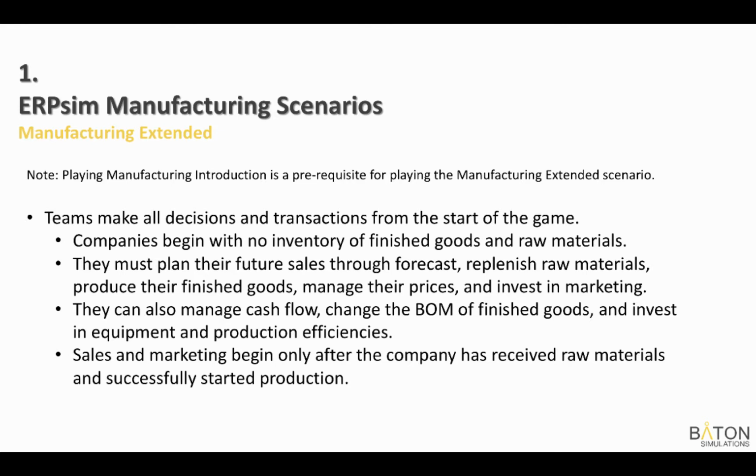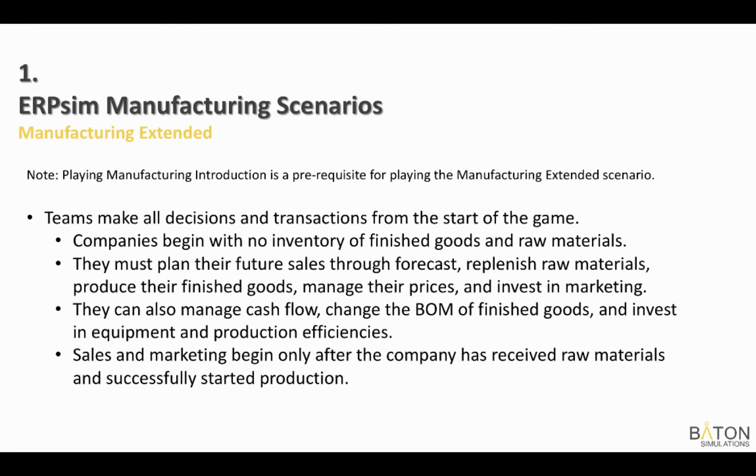In the manufacturing extended scenarios, companies have access to all decisions and transactions from the start of the game. Companies begin with no inventory of finished goods and raw materials. They must plan their future sales through forecasts, replenish raw materials, produce their finished goods, manage their prices, and invest in marketing. They can also manage cash flow, change the BOM of finished goods, and invest in equipment and production efficiencies.